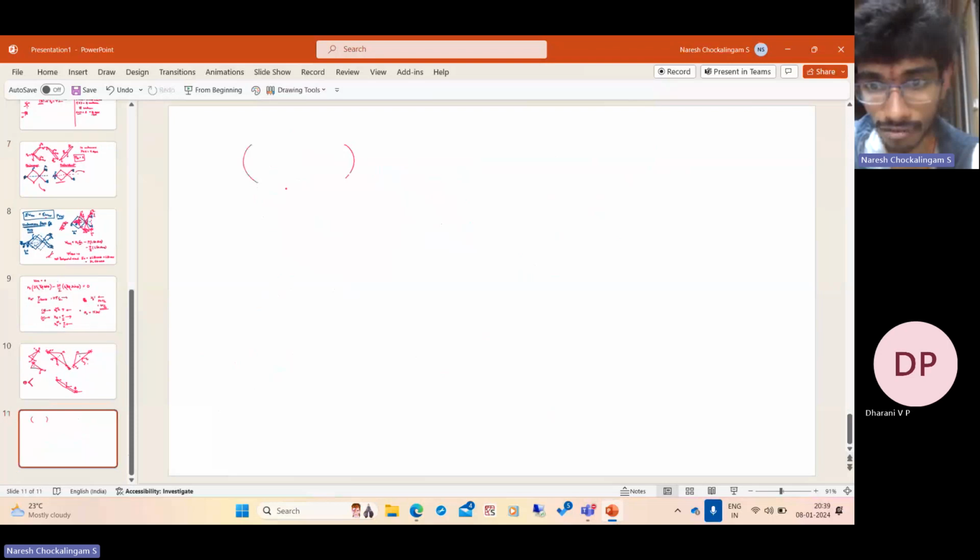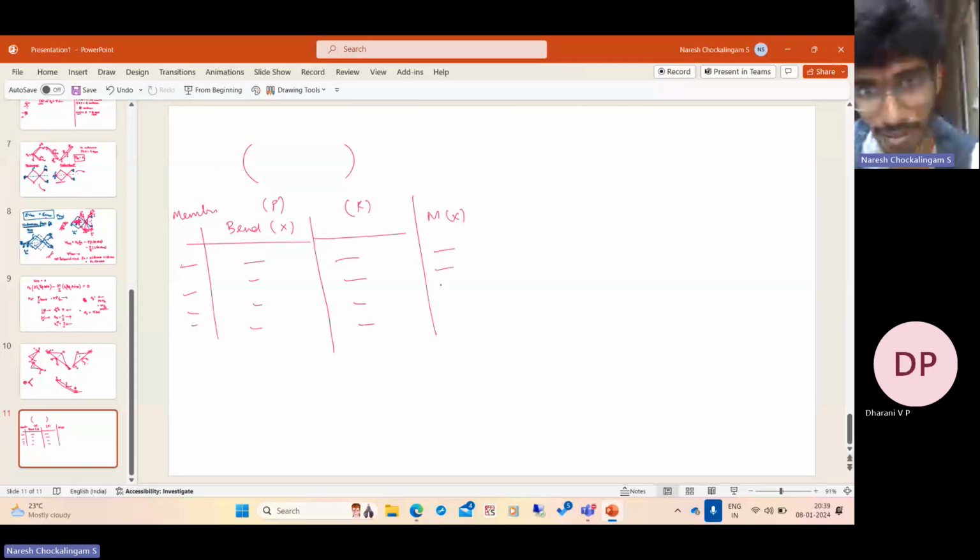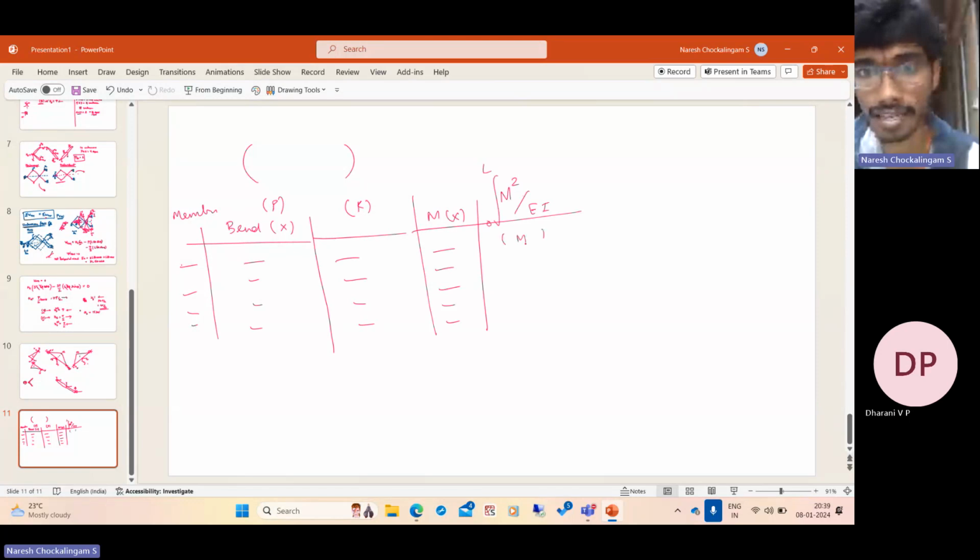I'll definitely write it down on paper and send it. Make a table of member versus the bending moment as a function of x, one part coming from the primary structure and one from the redundant structure, and write these down. So you get the net bending moment as a function of x. Then in the members you need to find the strain energy, the integral from 0 to L of M squared by EI. So that will be a certain function of M.